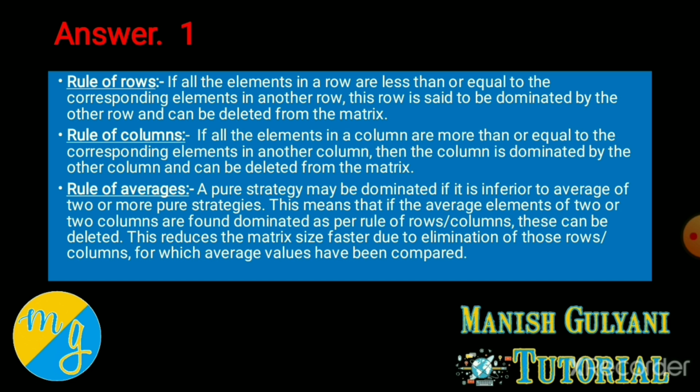And third rule is average basis. This rule is applied when both your previous rules have failed. Means this rule is only used in emergency situation. Now what is average basis rule? As the name suggests, in this rule you have to take the average of two rows or two columns, then compare with another row values and column values, then apply the same row basis principle and column basis principle. So it is all about your first concept, principle of dominance.